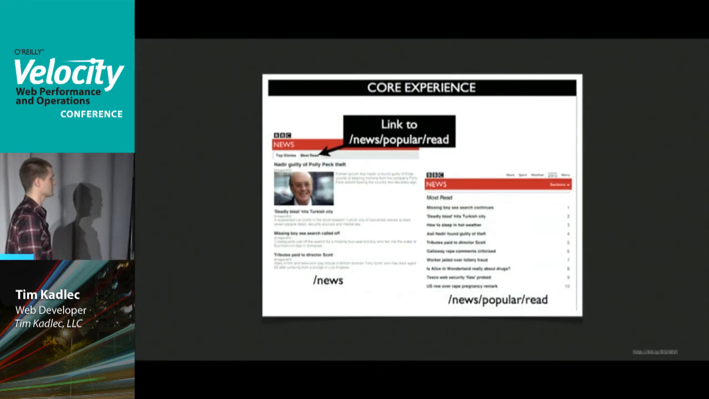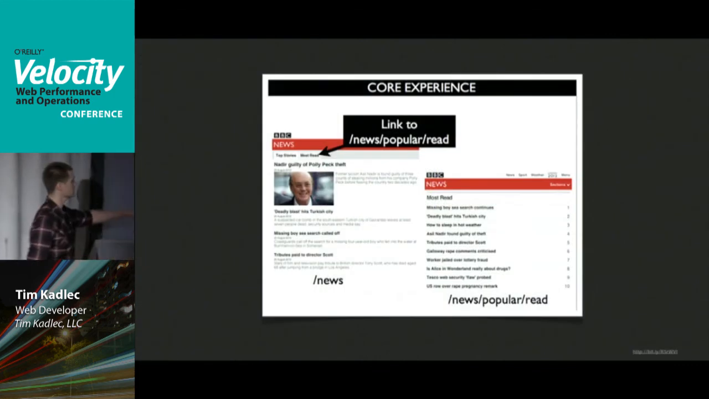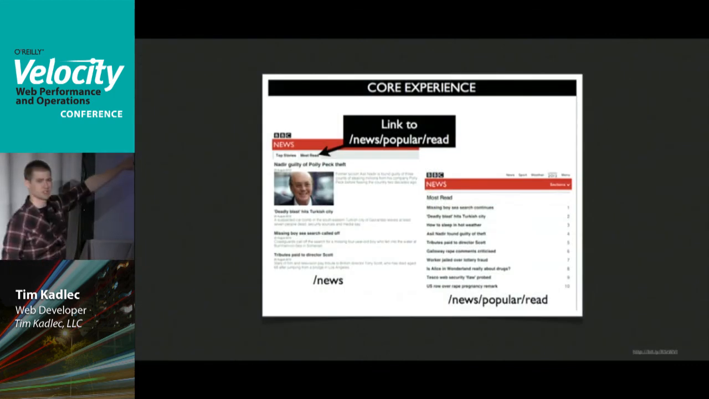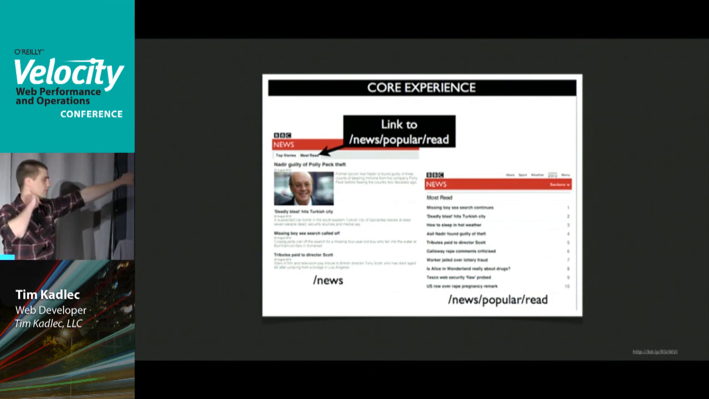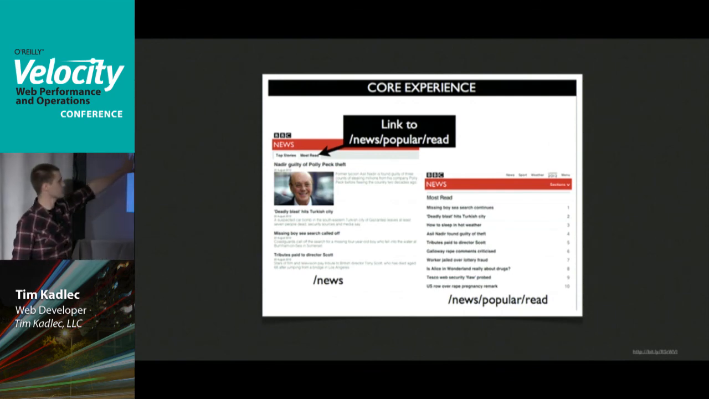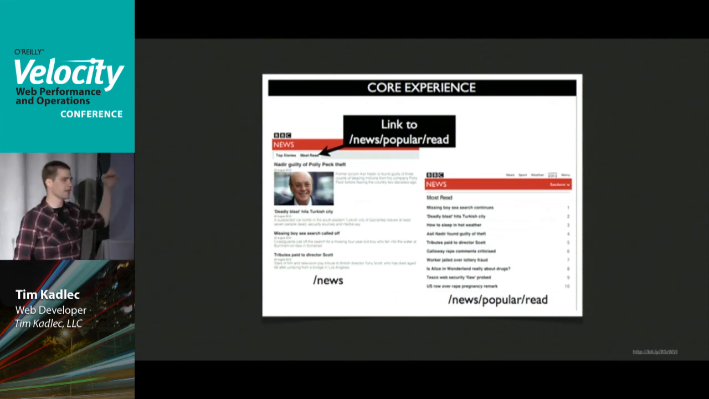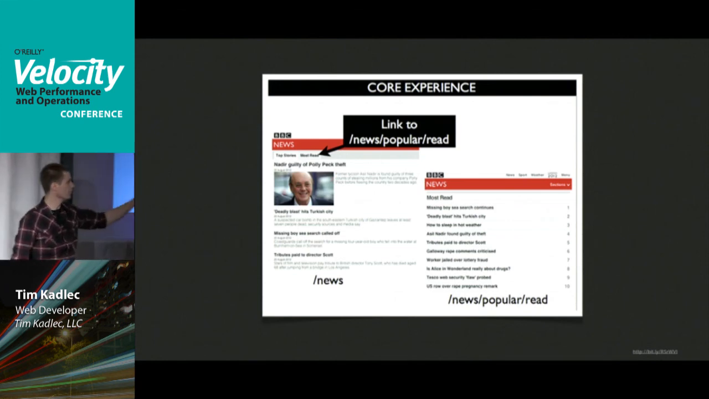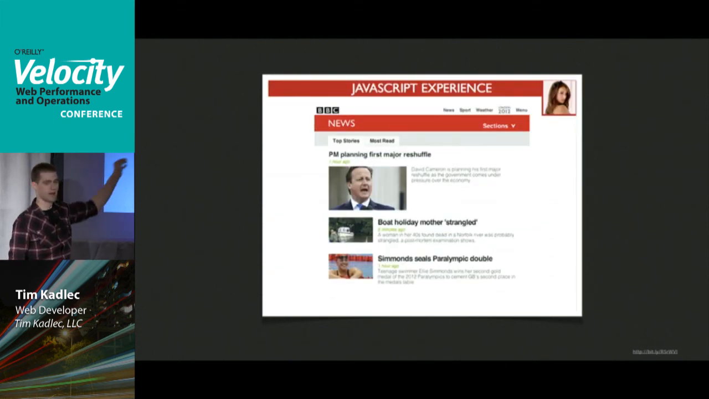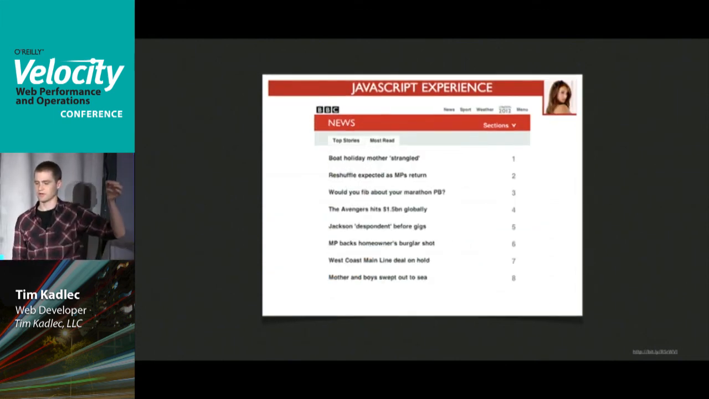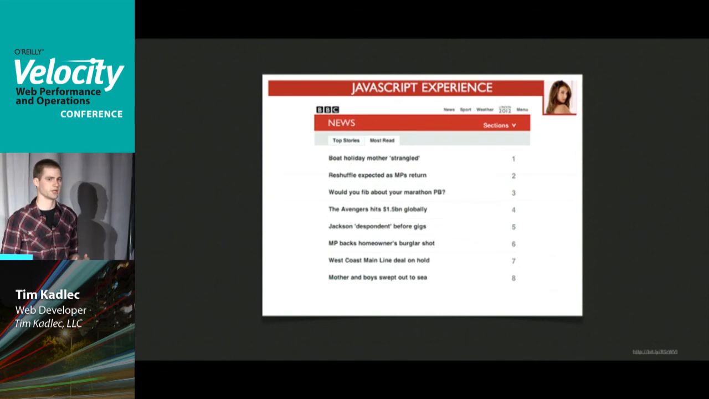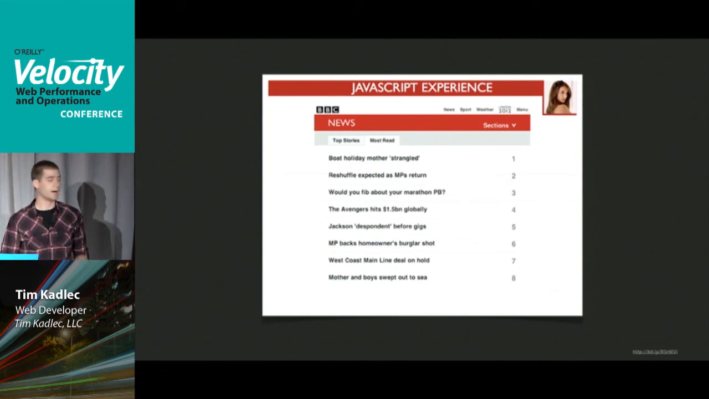But theirs basically translates to something like this. On the core experience, that most read tab, which you might not be able to see in the back, and I apologize for that, you have 2 tabs, top stories and most read. And the most read is an actual link to a most read page. On the enhanced experience, they actually pull that in so that you get this tab display and you can tab between the 2. That's a very simple example of what they're doing.